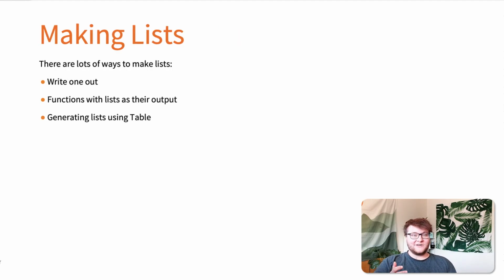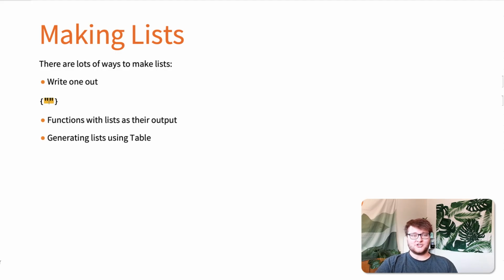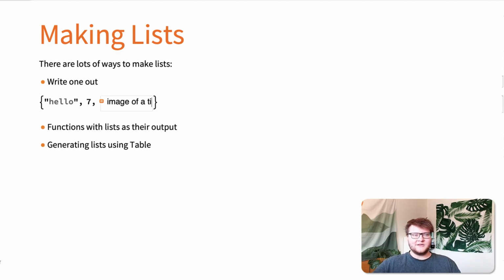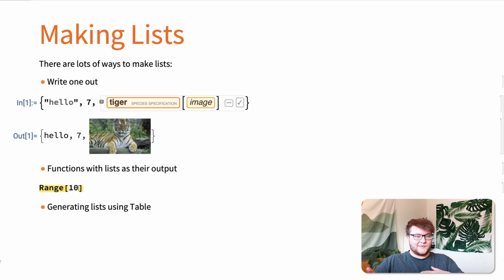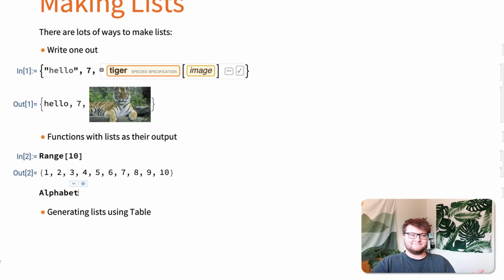So let's start out with making lists. We've seen a lot of ways to make lists so far. We can just write one out, and as we know, lists can contain any number of things of any type, and they start and end with a curly brace. Many functions have lists as their output, like range, random color, and alphabet.